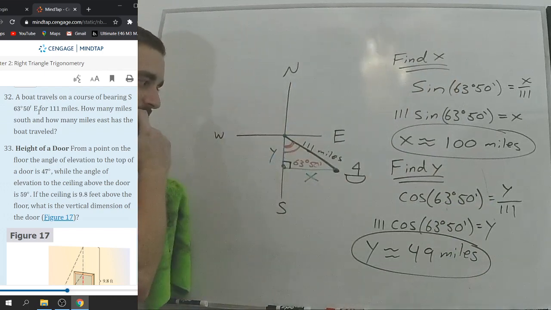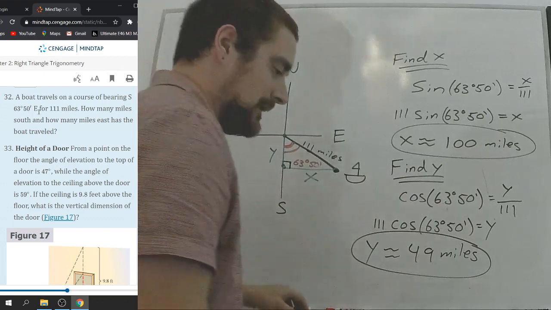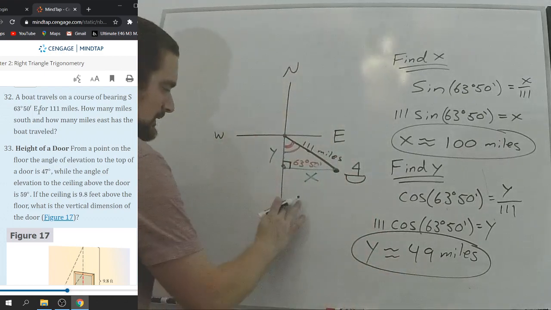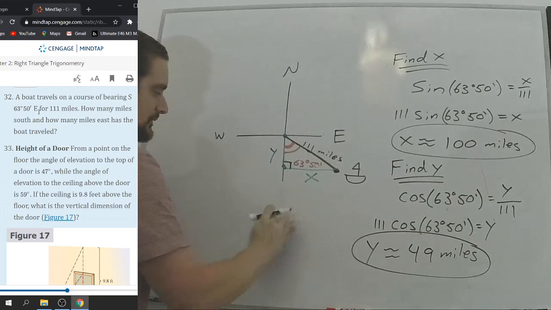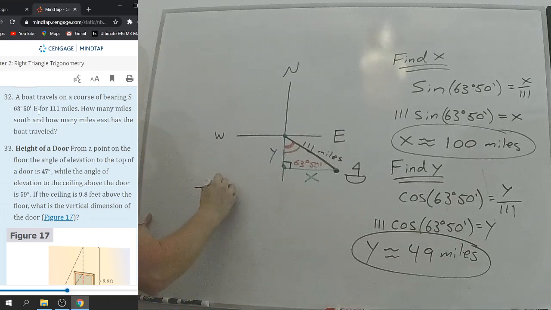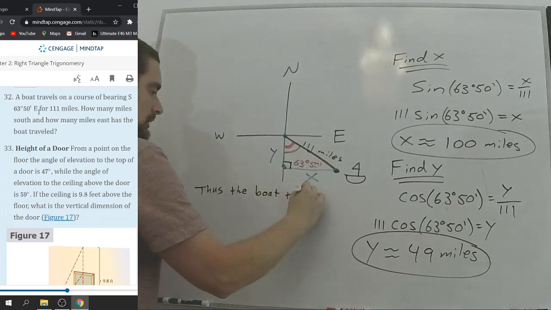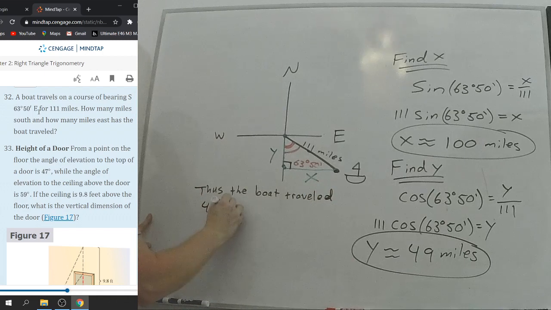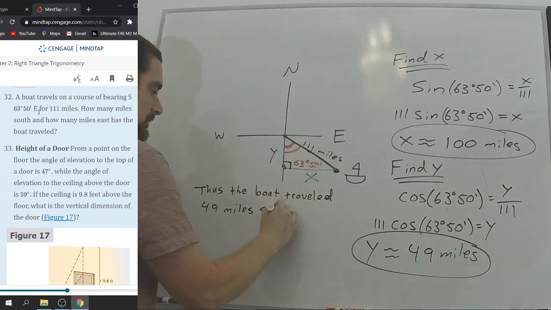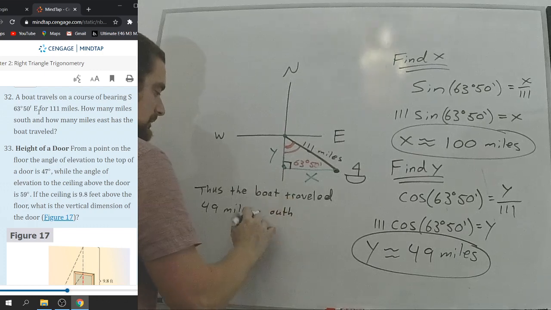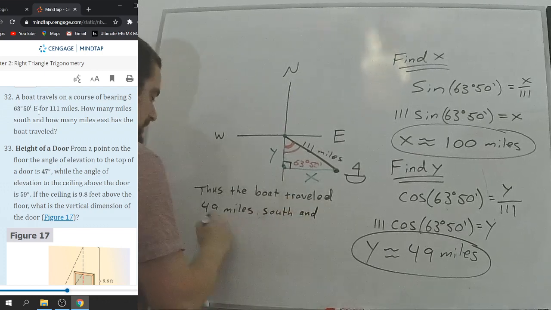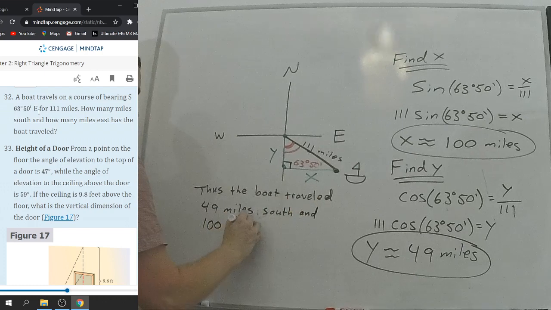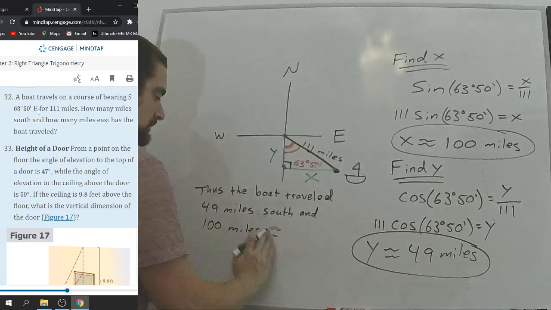But that's all they ask us for is basically the components, just to summarize and make it all sound nice for whoever's reading. We would say thus: the boat traveled 49 miles south and 100 miles east.